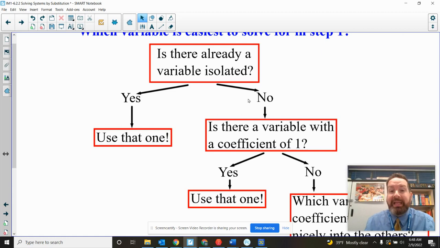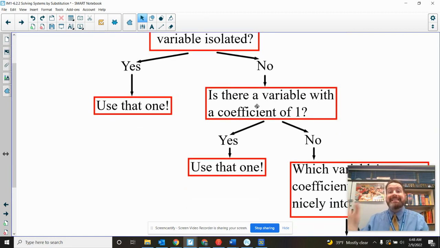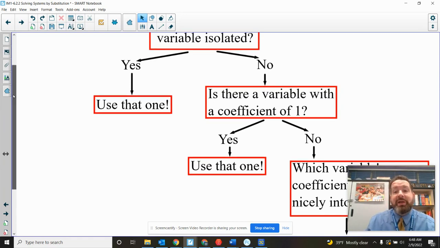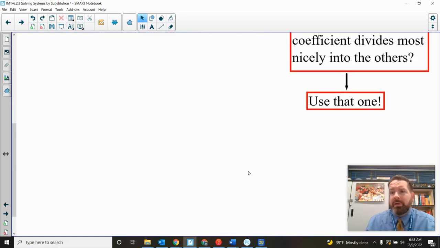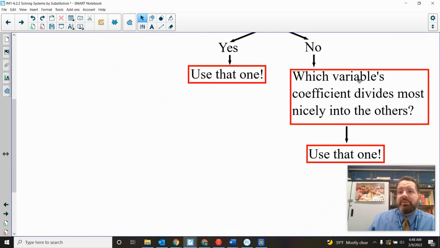Don't work too hard. If there's not, check and see. Is there an x or a y that doesn't have a number in front of it? If so, use that. Get that variable by itself. If not, that's when you have to decide what's going to be the easiest choice. So by easiest, I mean, is there a variable that has a coefficient that divides evenly into all the other numbers in that equation? Like the 3 that we used in our second example. If so, use that one.